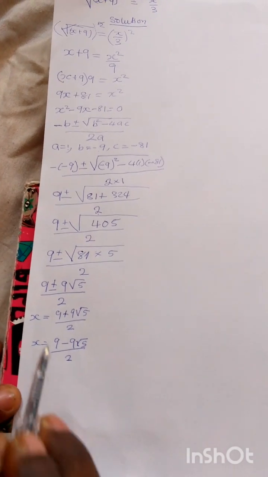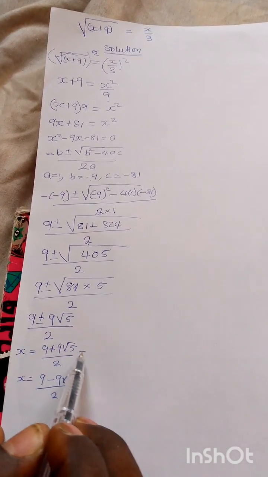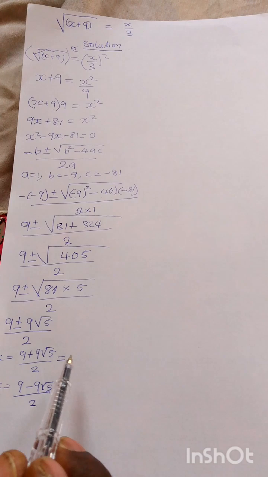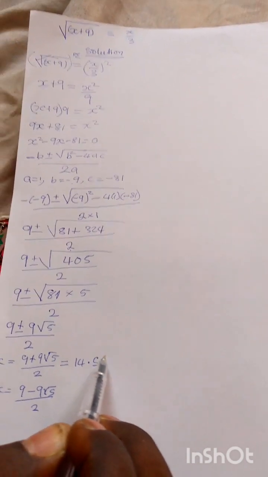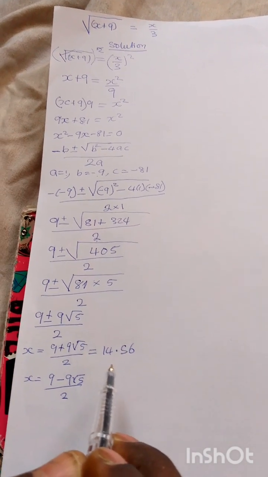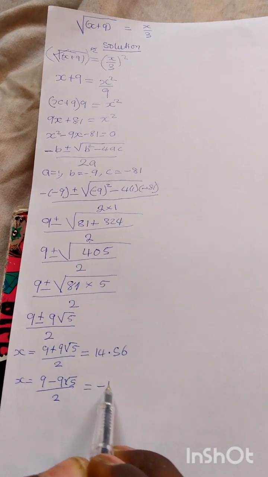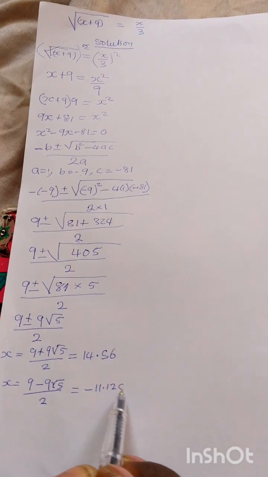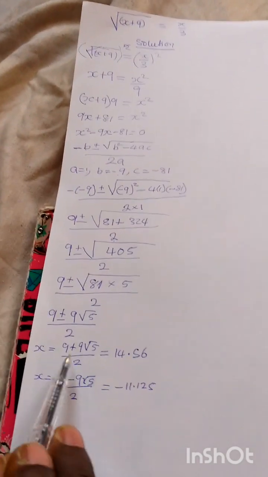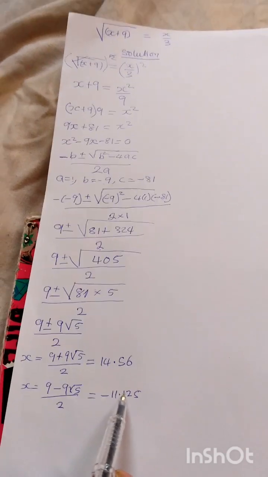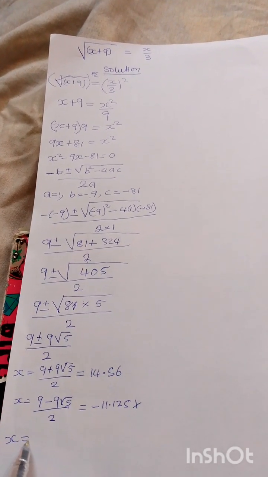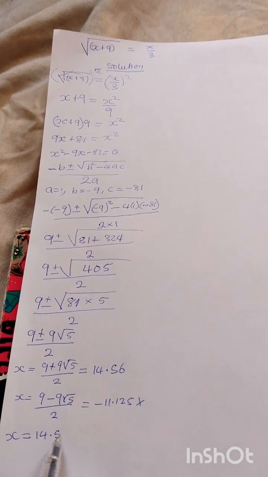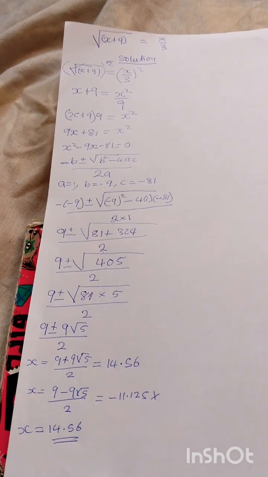Now if we solve this one, it will give us approximately 14.56, while this one will give us minus 11.125. You press your calculator and do all this. But since this one is giving us a negative value, we will not use this one. Our x will now be equal to 14.56 approximately.